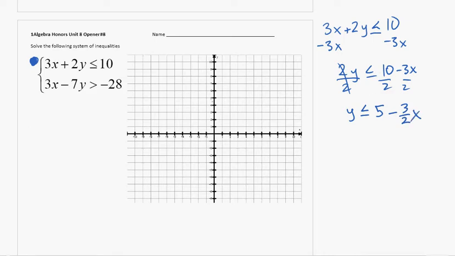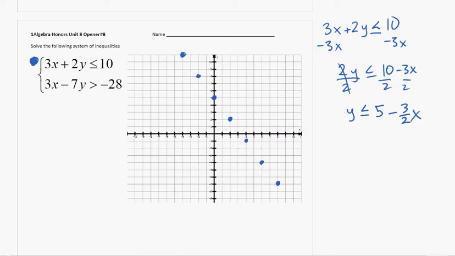The y-intercept is going to be 5, and the slope is going to be negative 3 over 2. So down 3, to the right 2. So let me make some points in this direction: 1, 2. Alright, and then I'm going to make just one or two the other way as well.